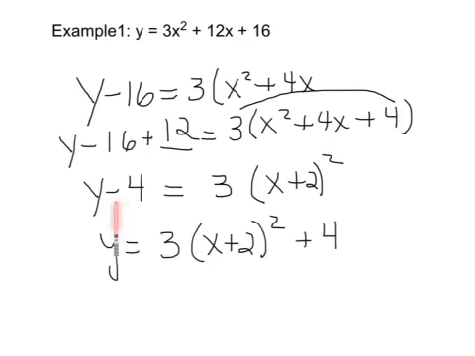Simplifying, we have y minus 4. And then factoring, you know this trinomial will factor to be x plus 2 squared, so we have 3 times x plus 2 squared. Last step, solve for y by adding 4 to both sides. So you now have vertex form. y equals 3 times x plus 2 squared plus 4. What's the vertex? Well, the vertex is going to be (h, k), so the opposite of this, (-2, 4). The direction is opening, it's a y equals, it's opening up.